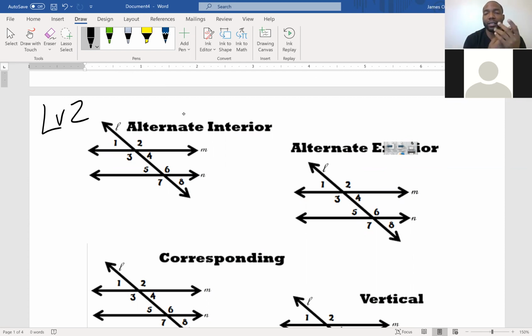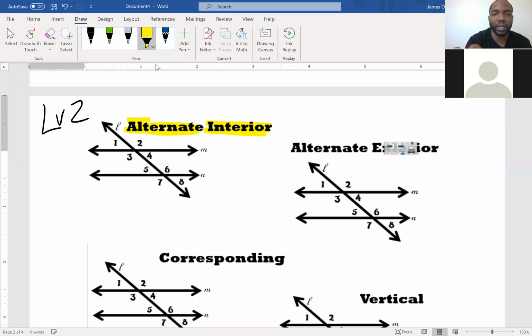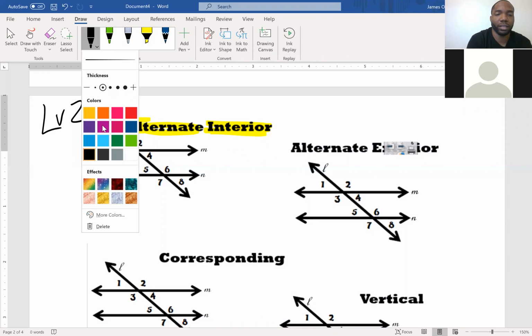So when parallel lines are cut by a transversal, there are four relationships that are formed, and the relationships are really in the definition of the word. So when I look at this word right here, alternate interior angles, what does the word alternate mean? Just type it in the chat.